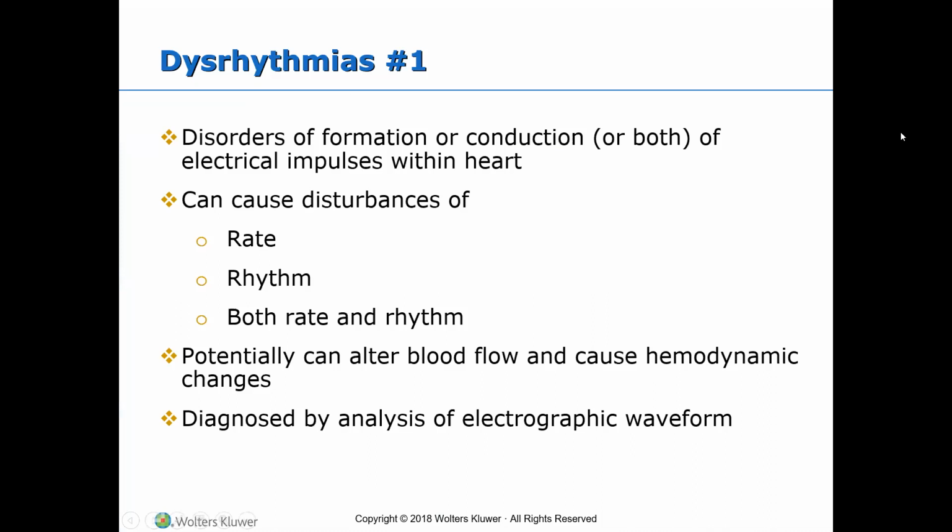So the disorders of formation or conduction or both of electrical impulses within the heart, that's a dysrhythmia. At the end of the other presentation, we talked about an irregular heart rate. It was a sinus irregular heart rate. So there can be some different causes that affect conduction. It can be rate, it can be rhythm, it could be both the rate and the rhythm for the patient.